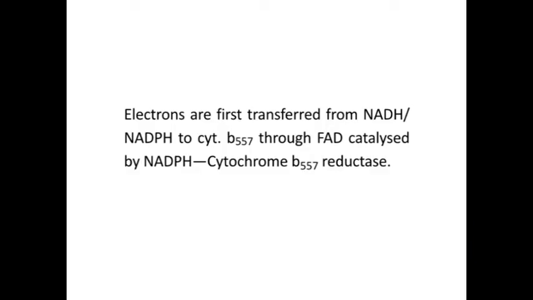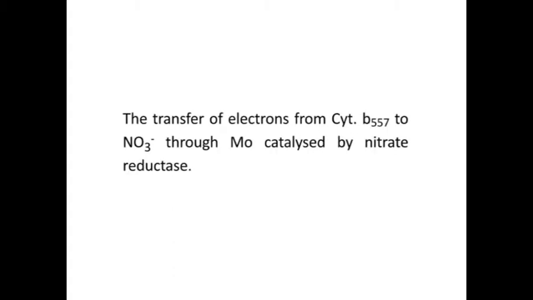The transfer of electrons from reduced coenzymes to nitrate involves two steps where electrons are first transferred from NADH or NADPH to cytochrome b557 through FAD catalyzed by NADPH cytochrome b557 reductase, and the second step involves the transfer of electrons from cytochrome b557 to nitrate through molybdenum catalyzed by nitrate reductase.